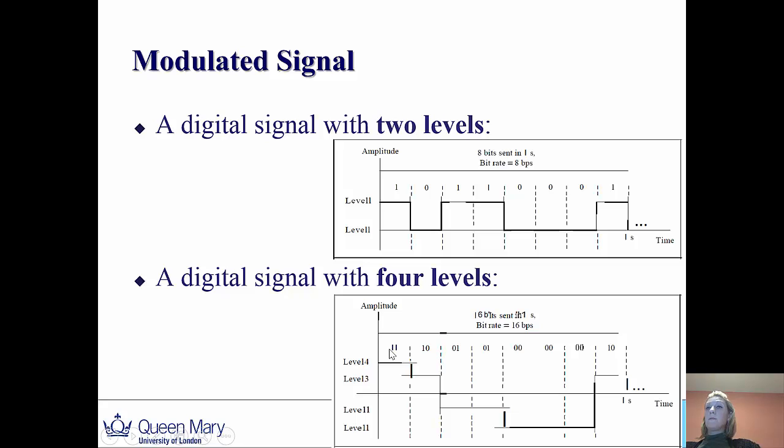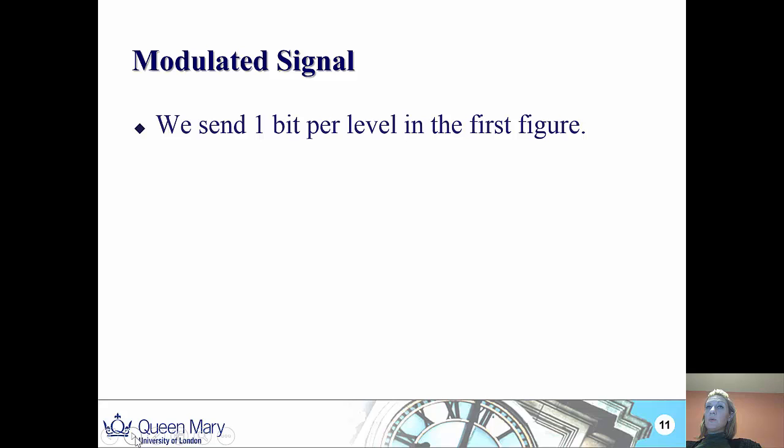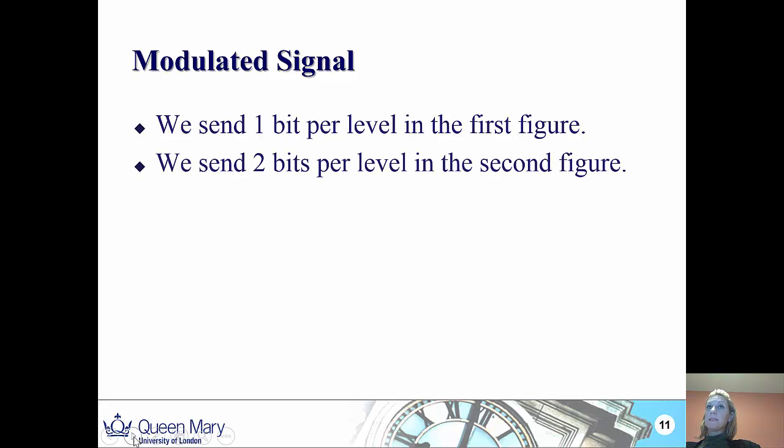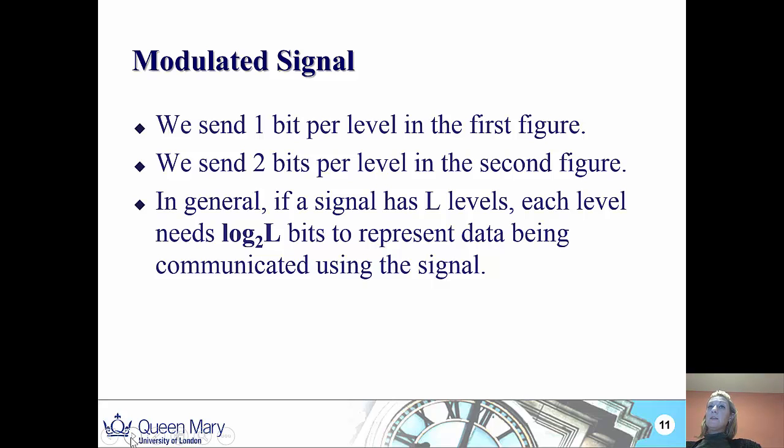Okay, so we're transmitting more information within the same signal level of the network. So we send 1 bit per level in the first figure, and we send 2 bits per level in the second figure. So if we have a signal with a certain number of levels, each level needs a certain number of bits in order to represent that data which is being communicated. So if in our example we have a signal which has 8 levels, we need 3 bits of data in order to represent the information which is being communicated.